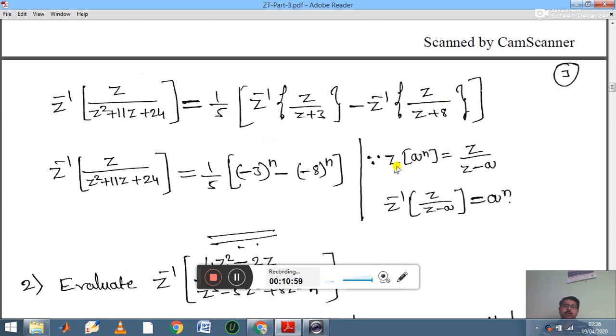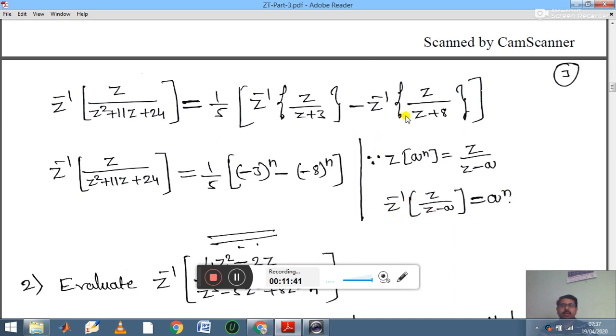Here you need to remember the formula. Z of a to the power n is equal to z by z minus a. So if you send z to the RHS, it becomes z inverse of z by z minus a gives a power n. This is the z transform of a power n, and this is the inverse z transform of z by z minus a giving a power n. So using this formula, it is in the same pattern: z by z minus a. Here you have z by z plus 3. You can write it as z by z minus of minus 3. Therefore your a value is minus 3. Using this formula and the definition of inverse z transform, you can write minus 3 power n.